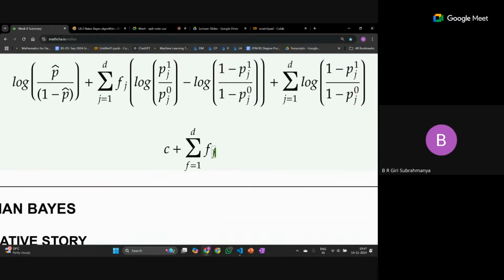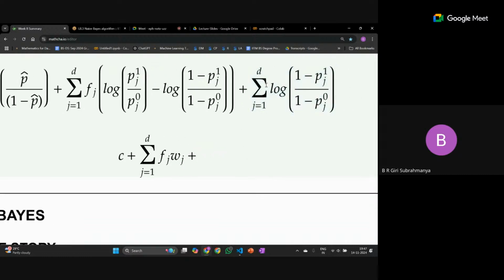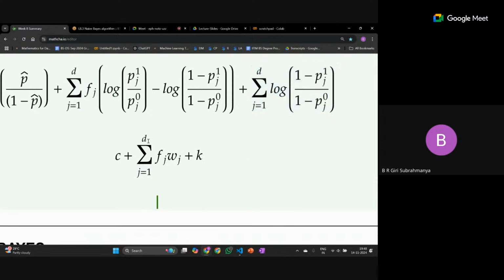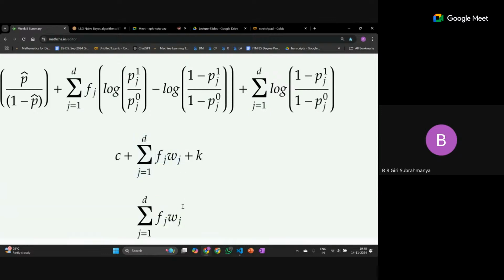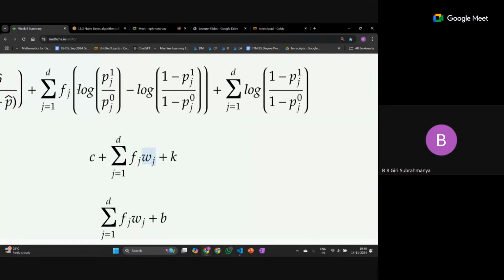Now let's write Fj, and this one for all j is going to change. This one put together for all j, it's going to change. Now let's call this Wj. Now plus this is again some other constant. It's not constant, it will change, but in the context of this part, it's a constant. So this is another constant k. So this will be equal to this plus some b. Now this k plus c is b, and this Wj is equal to this part.